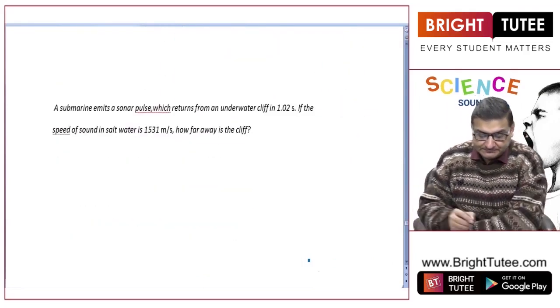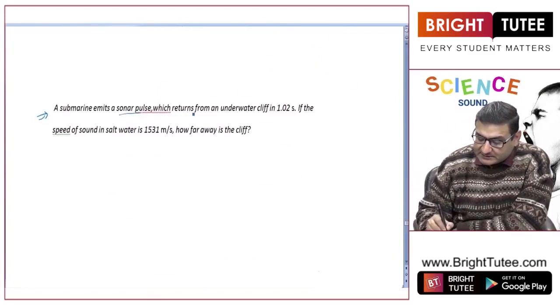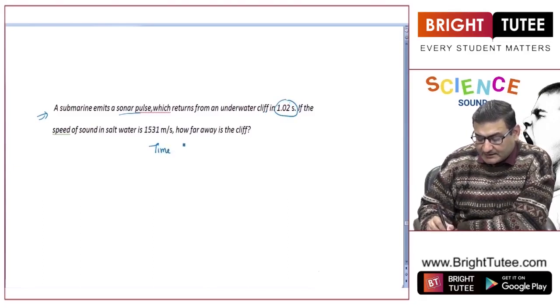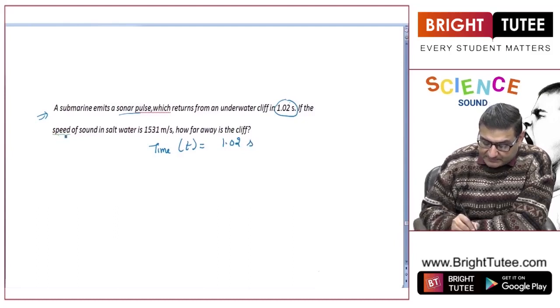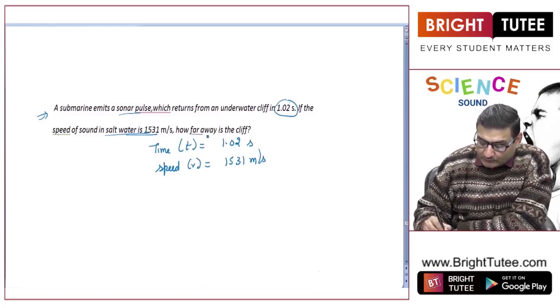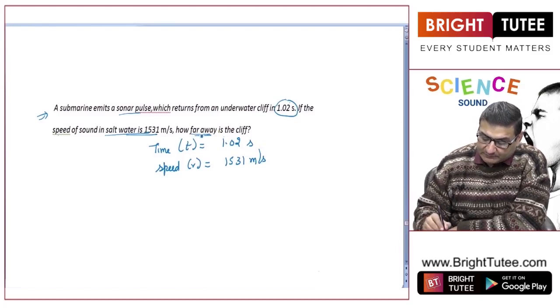A submarine emits a sonar pulse which returns from an underwater cliff in 1.02 second. Once again, the time is given to us to be 1.02 second. If the speed of sound in salt water, the speed is given to us, v is equal to 1531 meter per second. How far is the cliff? Right? We have to calculate the distance of the cliff.